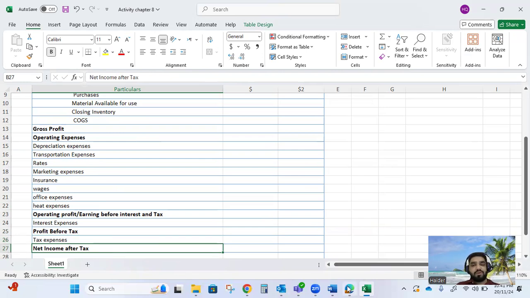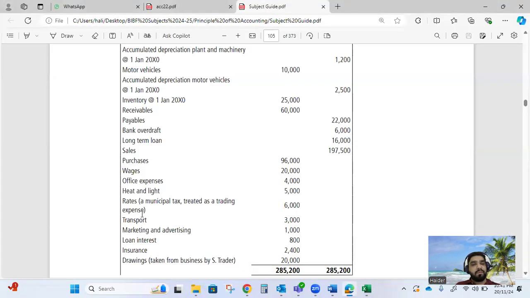So let's move back to the question statement. Here we go. We were on this item, loan interest. It is 800. If it is given in the trial balance, it means this is expense paid already. Remember this point. Insurance expense, part of operating expense, 2,400.